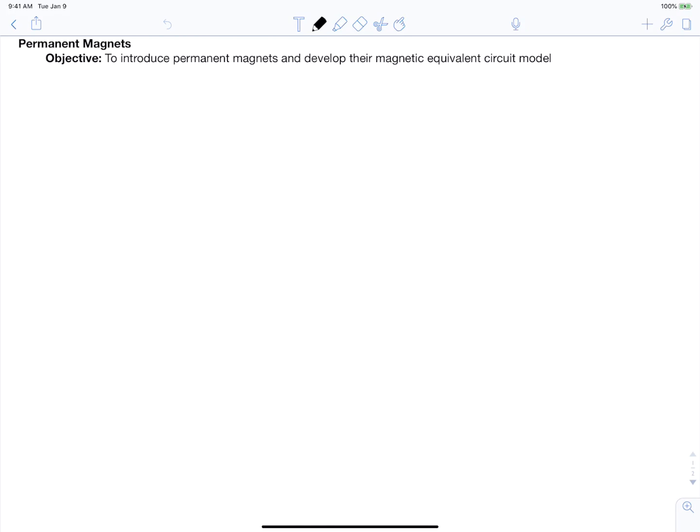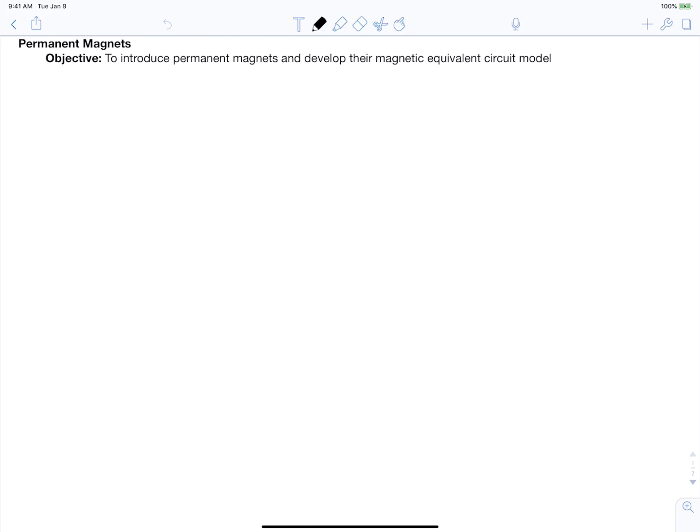And it turns out that there are two sources of magnetomotive forces. The first source is this enclosed current, this physical current that we've been talking about. And the second source is permanent magnets. And permanent magnets, as we'll show in this video, can be modeled as an equivalent current linkage.